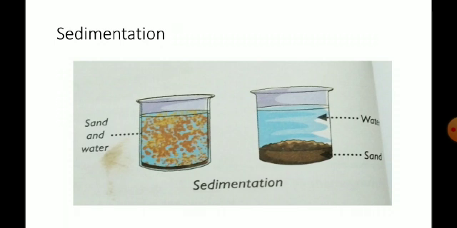So here in the picture we can understand that sand is mixed in the water, but we know that sand cannot mix in the water. It is an insoluble substance. So after some time, the sand or stones, these kinds of insoluble substances, will settle down at the bottom of the container, and only the clear water will be at the top of the container. So this process is known as sedimentation. And the insoluble substances we get at the bottom of the container are called sediments.